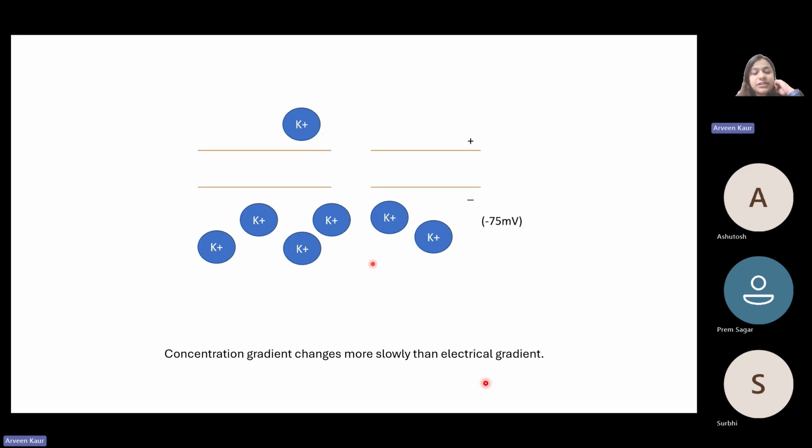So the concentration gradient changes more slowly than the electrical gradient. That is a concept that we are aware of, right? Because ion transfer happens more slowly than the current transfer.